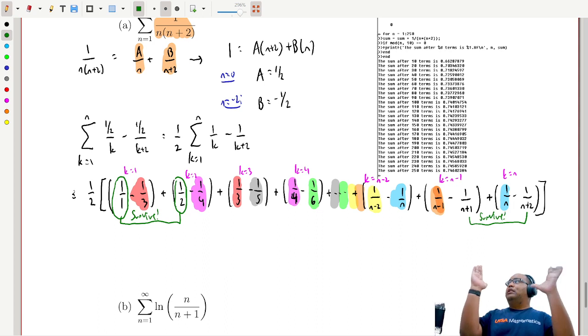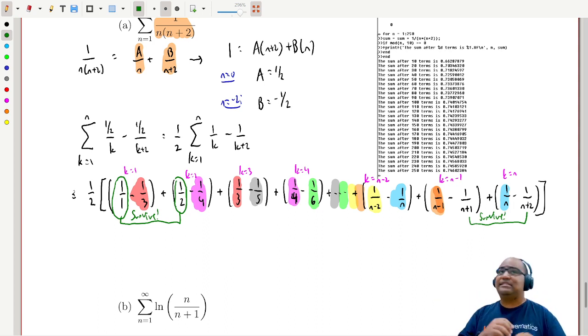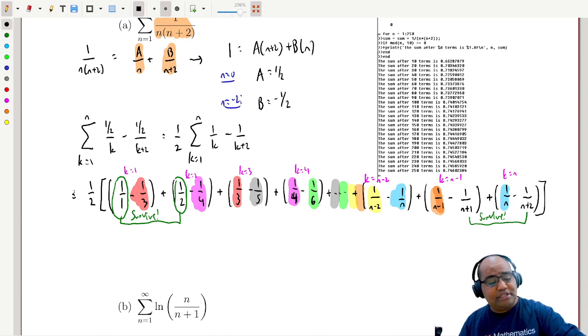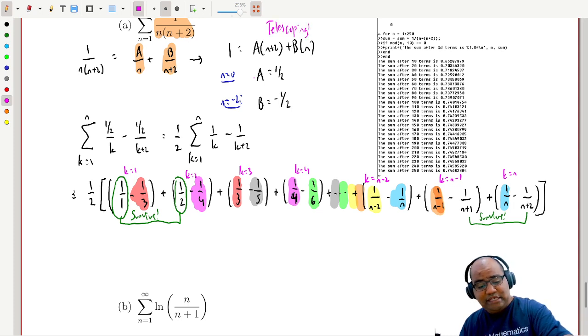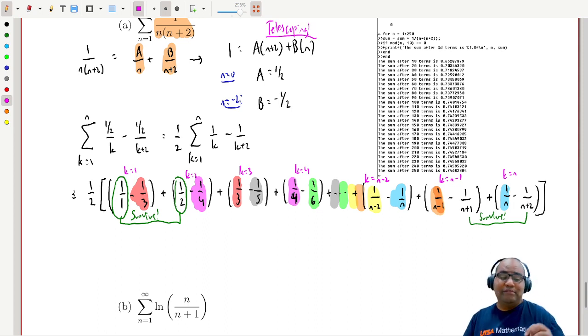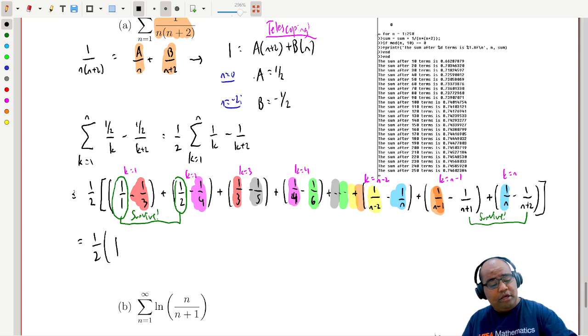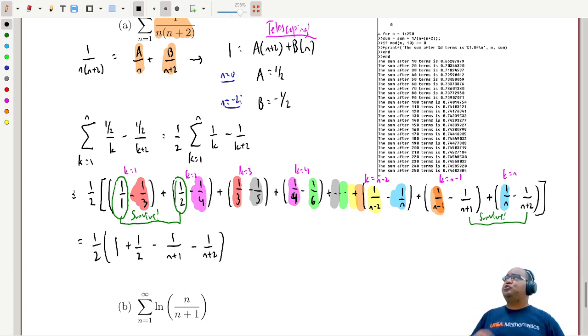So when everything collapses, this is an example of what's called a telescoping series. This is an example of a sum that telescopes. When the dust settles, what do we have left? Well, we have 1/2 times 1 plus a half minus 1 over n plus 1 minus 1 over n plus 2. Notice that I have two terms in the head that survive and two terms in the tail that survive, and notice that my denominators here have a gap of 2.